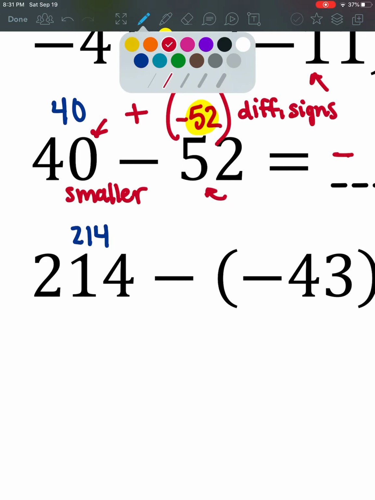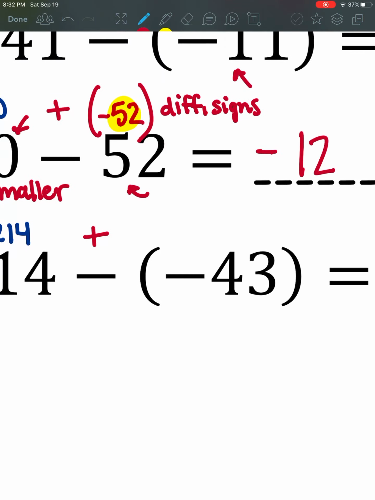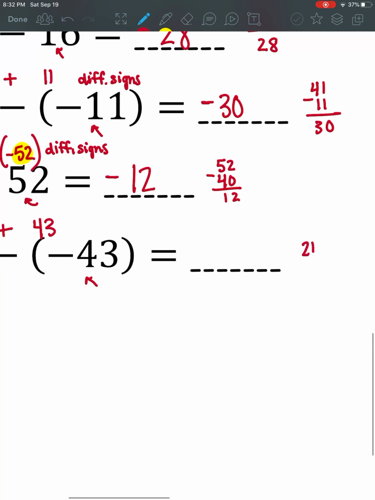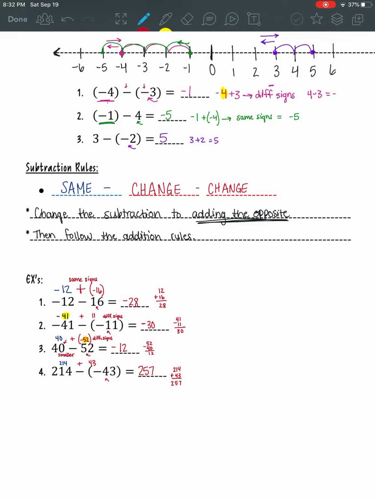All right, and last one, we have subtracting negatives, so we want to use our same change rule. Keep 214 the same, change your subtraction to addition. -43 will change to its opposite, +43. Once we do that, notice that both numbers are positive, so we just want to add 214 plus 43. They're both positive, so our answer is going to stay positive, so we get 257.